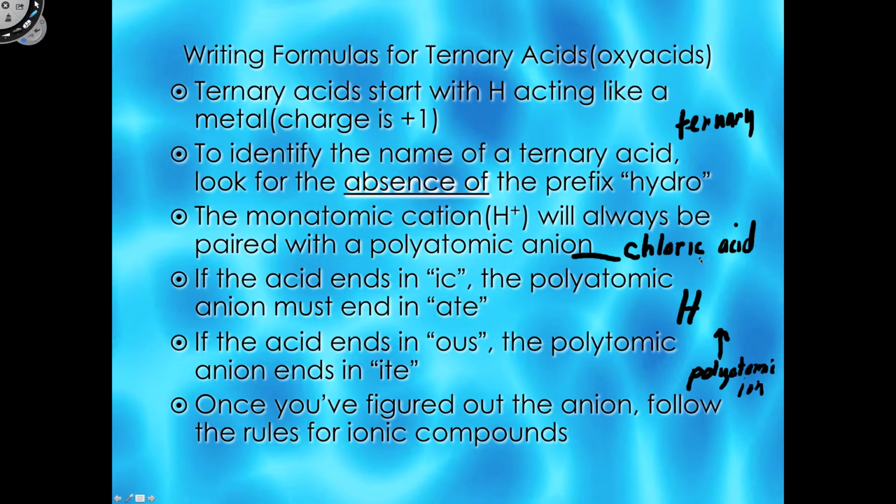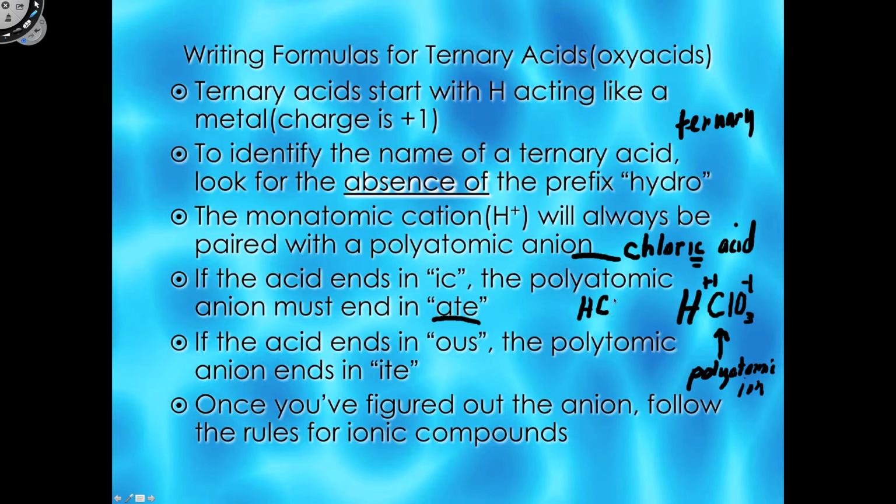So the question is, how do we figure out which polyatomic ion we're talking about? Well, for that, you look at the ending of the first word. It ends in ic. If you see an ic ending, that means it was changed from ATE. So chloric was changed from chlorate. And we look up the chlorate symbol, it's ClO3. And then we look up our charges, +1 and then -1. Do they add up to 0? They do. So our answer is HClO3.